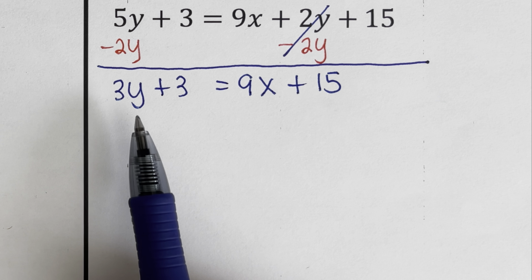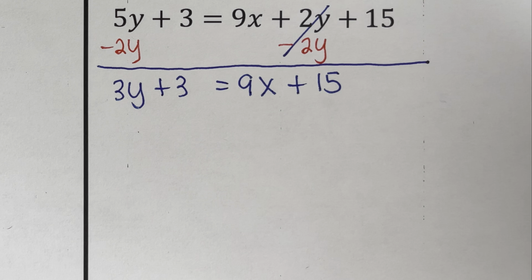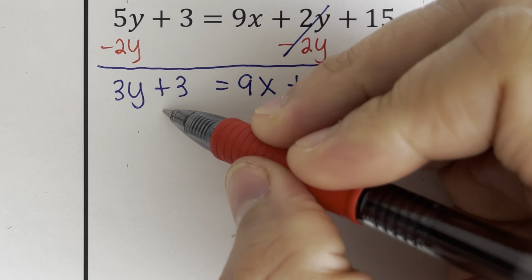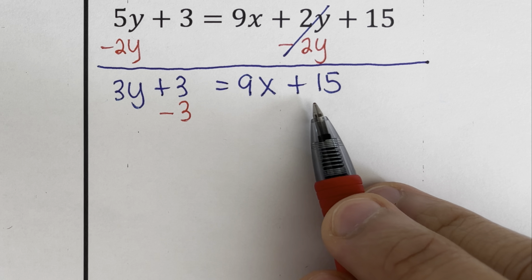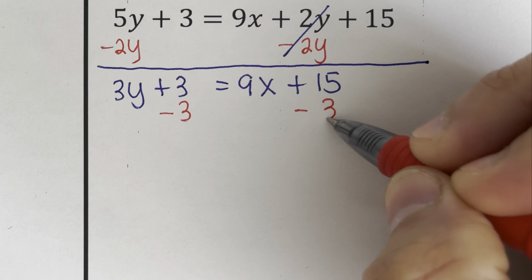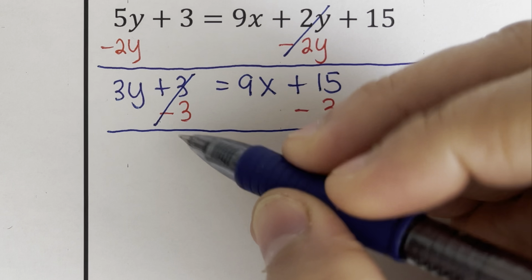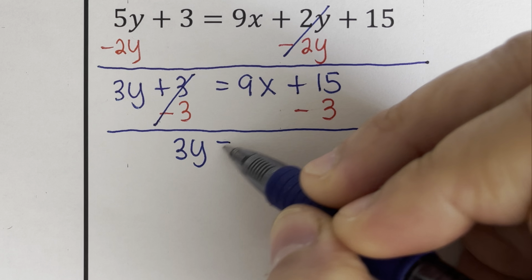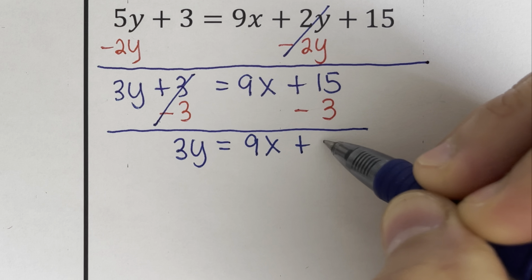Since we want y by itself here, but we have the 3 and another 3 right here, we need to get rid of them. Since this is a plus 3, I'm going to subtract 3 from both sides. I will subtract the 3 to the constant here, so that's a minus 3. So then we can go ahead and cross out the 3 and the 3. So we are left with 3y is equal to 9x. 15 minus 3 is 12.